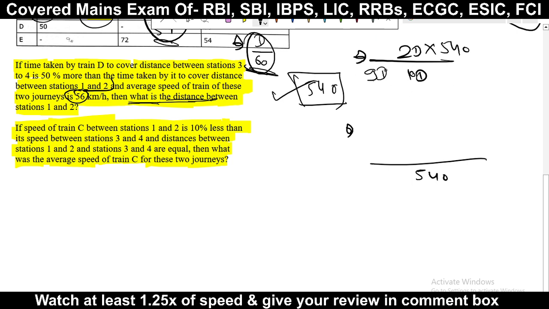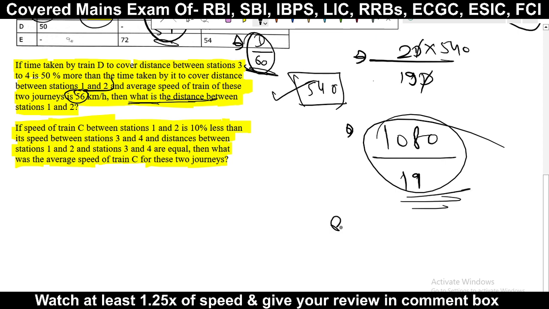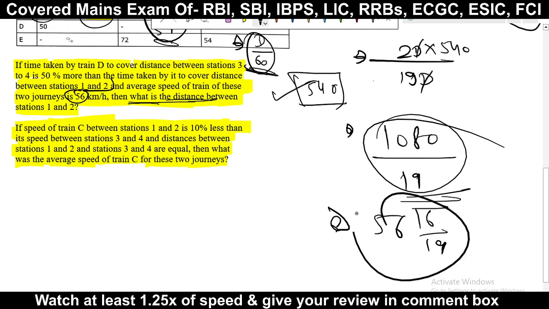Now at this denominator, what is left? 19d, and d will eliminate this d. Now what is left overall is 1080 divided by 19. So you have to solve this now, and at last you will get the answer, 56 16 by 19 will be our answer.